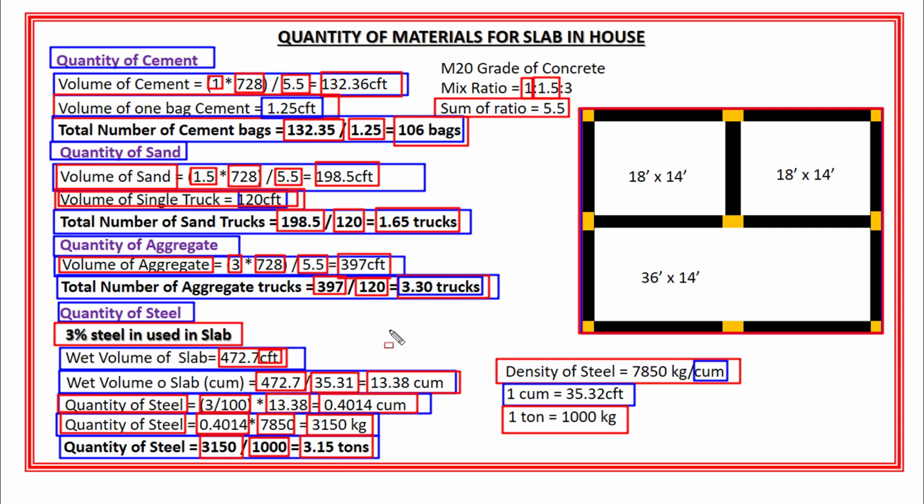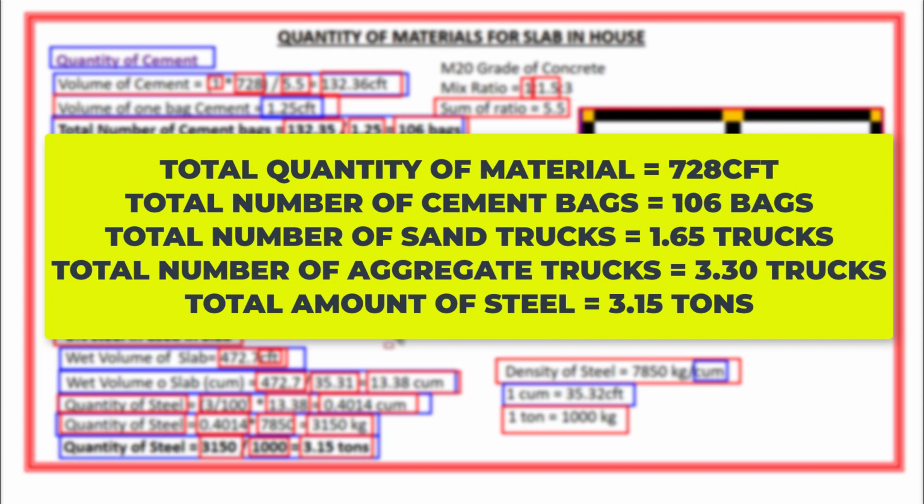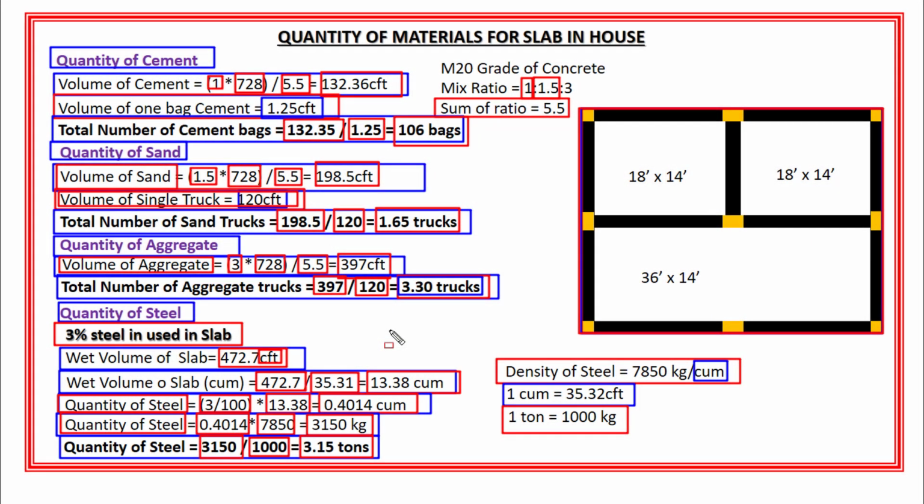So this is how you can easily calculate the quantity of materials for slab in a house. Okay? So in this particular video, I have briefly explained how to calculate the quantity of materials for slab, number of cement bags, number of sand trucks, number of aggregate trucks, and also the total amount of steel used in the construction of this slab in tons. Okay? So the main objective of this hard work that I have done for this particular video is I only want to make you guys understand in easy and simple way as possible.